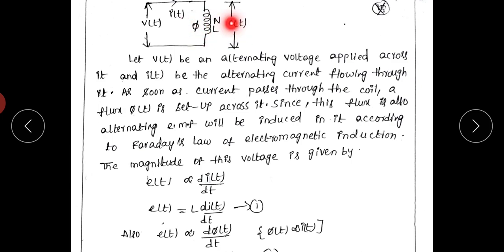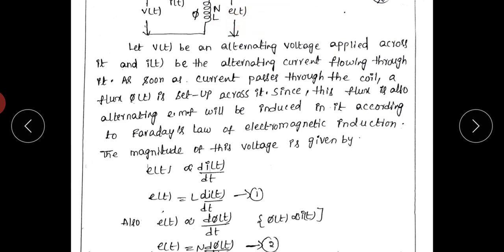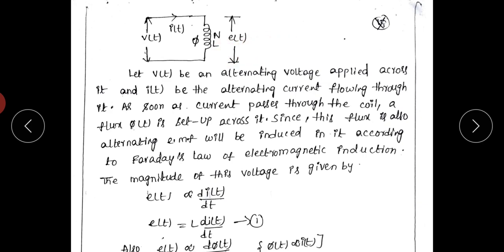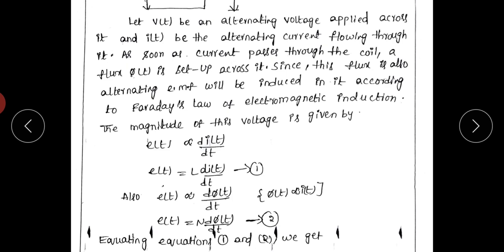Because of this flux and a stationary conductor, according to Faraday's law of electromagnetic induction, an EMF is induced across this coil. This induced EMF is represented by E of t. So V of t, the applied voltage, equals the generated or induced EMF E of t. Here the E of t value is directly proportional to d by dt of I of t. This EMF depends on the rate of change of current, or E of t equals L into di by dt.